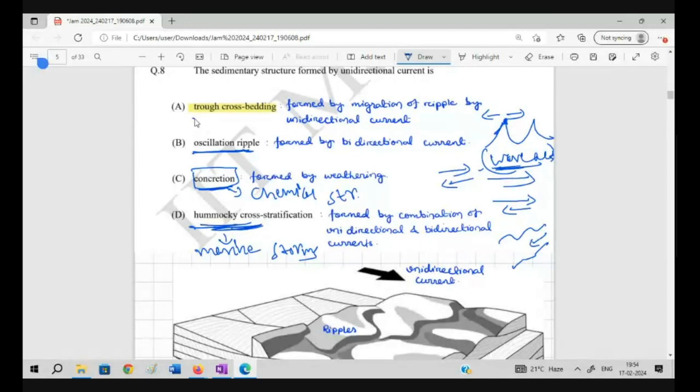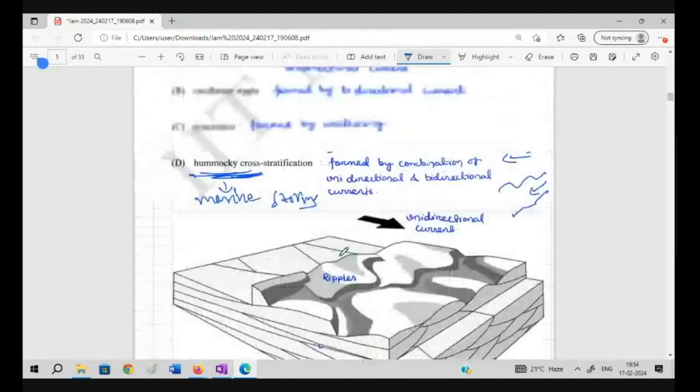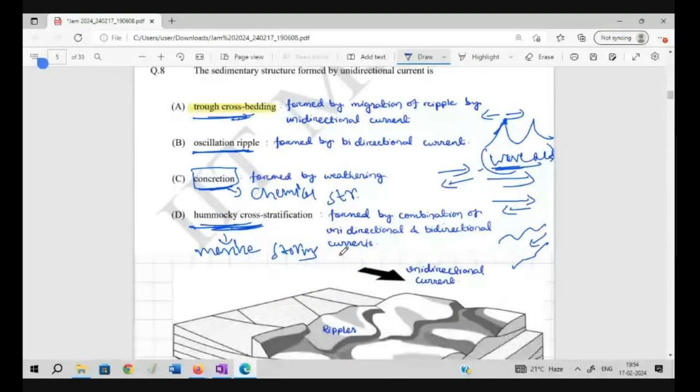But if you see the trough cross bedding, let me show you, these are formed by unidirectional current itself. If you measure the dip direction of the beds, you will get one single direction only. That's why it is concluded that trough cross beddings are formed by unidirectional current. Is it understood? Is it okay, guys? Yes, sir. Okay, fine.